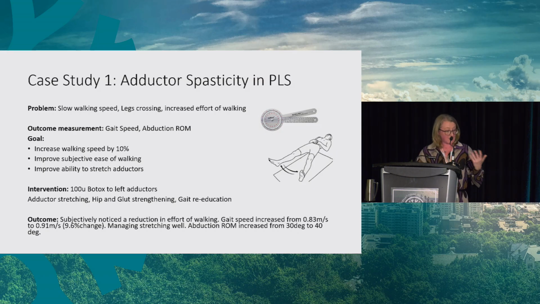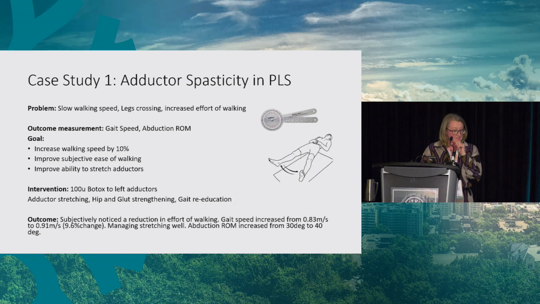So there was 100 units of Botox administered to just her left adductor. So we'd like to start with the minimal amount of muscles and the smallest dose that we think we'll get away with and take it from there rather than going mad. And then the follow-up was adductor stretching, hip and glute strengthening, a little bit of gait re-education.